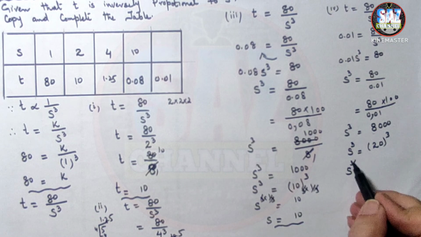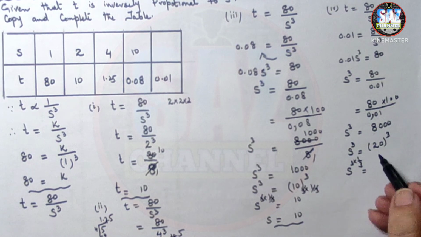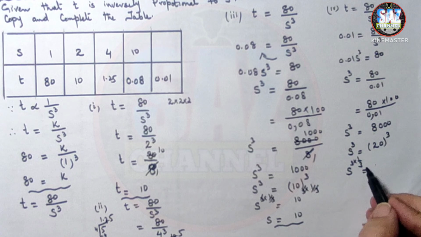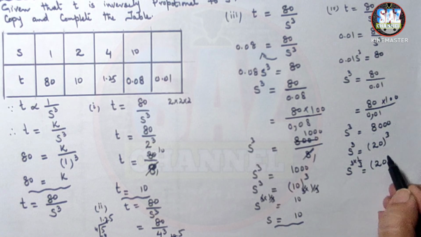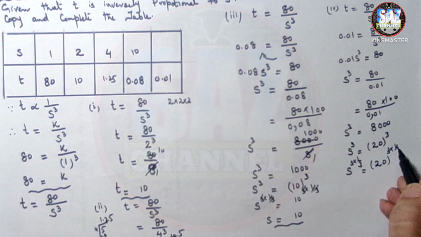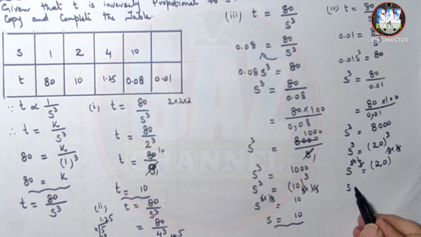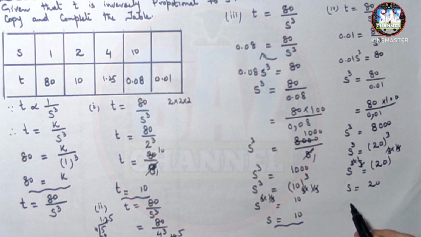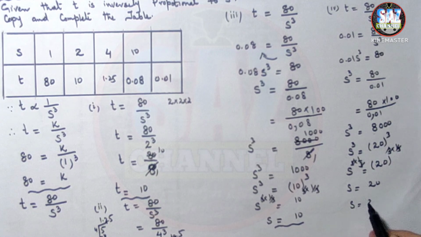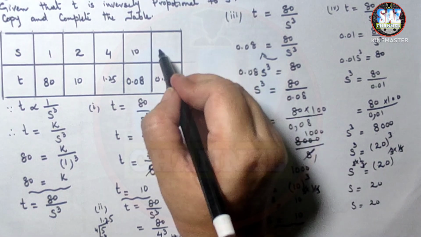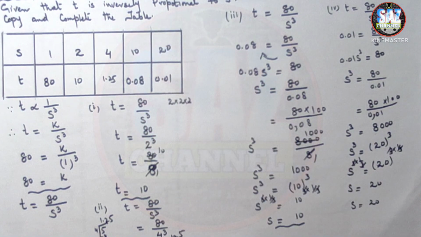Remove the cube, taking cube root on both sides. Okay, we have to remove cubes, so for that purpose I'm taking cube root on both sides. 3 multiplied by 1 by 3 is 1, so s is equal to 20. Okay, so the required unknown is 20. I hope, students, you are really clear about how we are applying the concept of inverse variations, and how we are applying the use of perfect squares and cubes and cube roots in order to simplify our calculations.